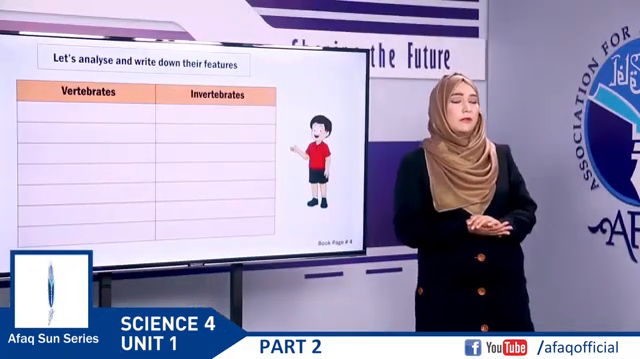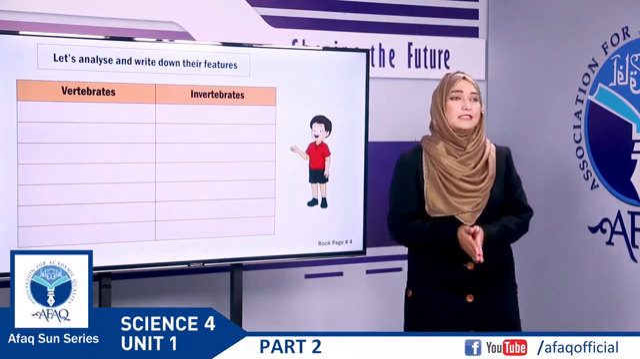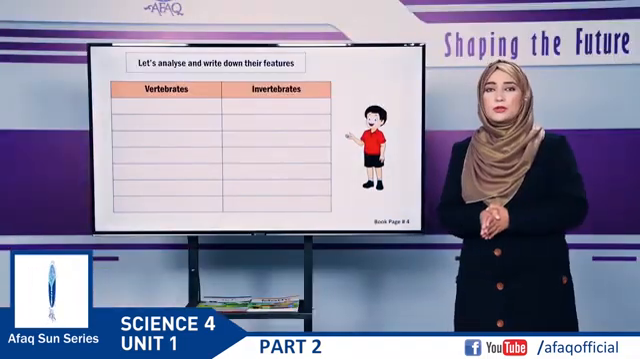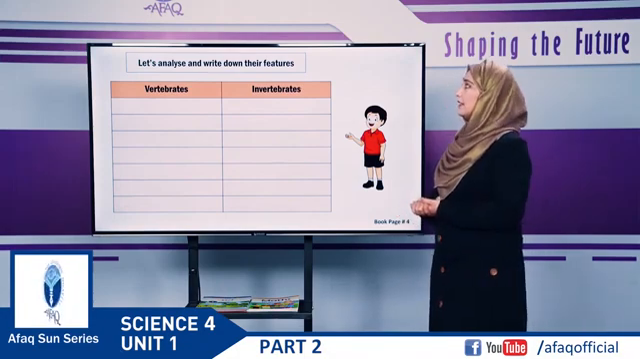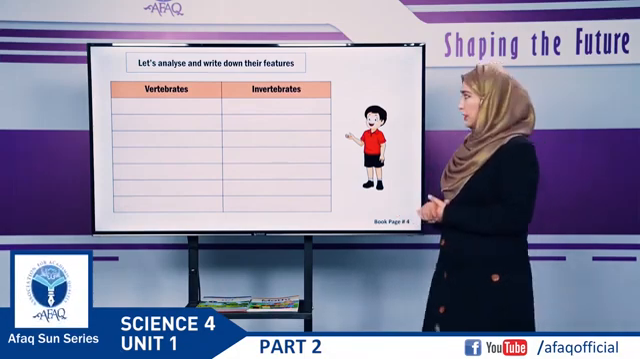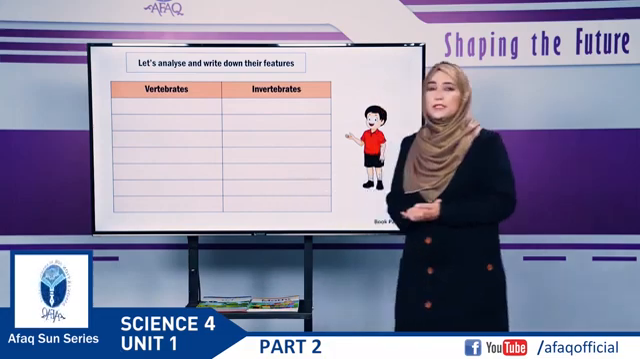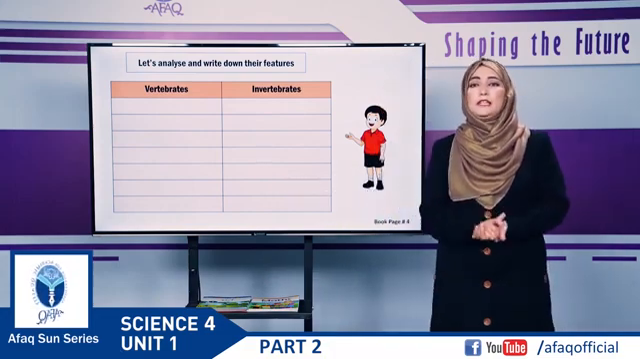Students, I have told you about vertebrates as well as invertebrates. Now what you have to do is open your book to page number 4 and write down the features of vertebrates and invertebrates in the given columns. Please write it down and come back quickly.